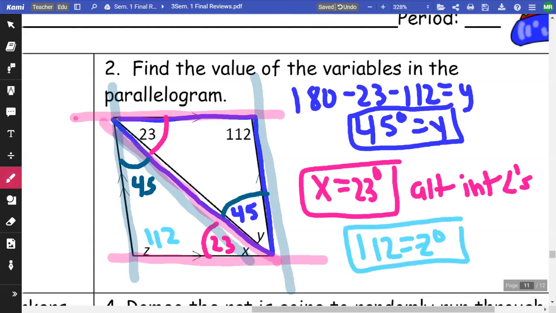And what happens in parallelograms is opposite angles are congruent. So when I saw 112 here, I know I also am going to have 112 here. Okay.